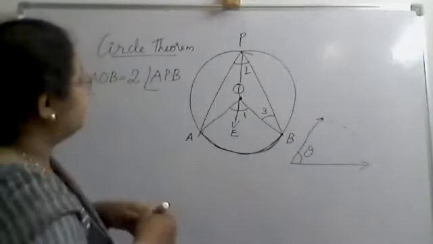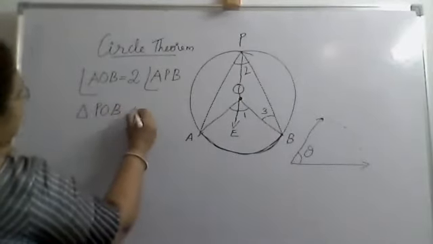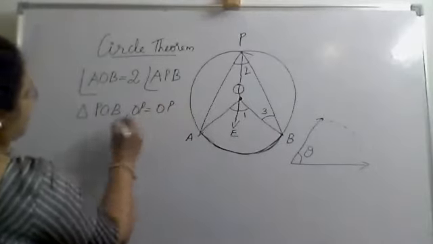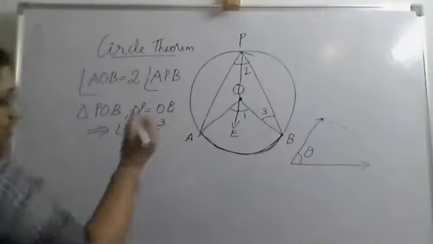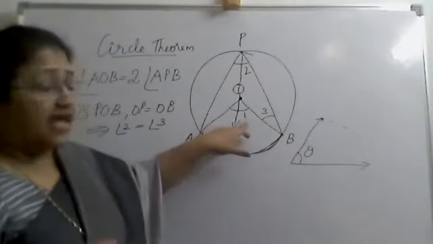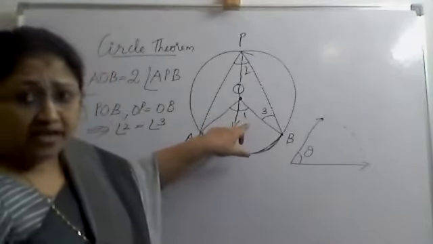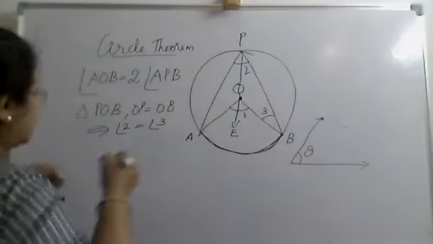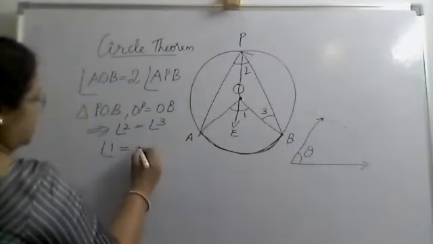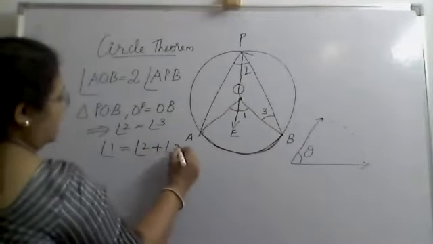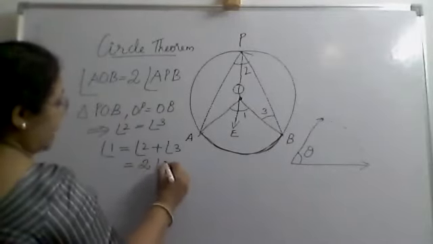Okay. So keeping that in view, from that triangle POB, we can say that OP is equal to OB, which implies angle 2 is equal to angle 3. No doubt about it. Now, applying the exterior angle property for angle 1, how can you express angle 1 here? Angle 1 is nothing but angle 2 plus angle 3. So I can write exterior angle 1, that is angle 1, which is BOE, equal to angle 2 plus angle 3. Since these two angles are equal in measure, I can write angle 1 as 2 times angle 2.